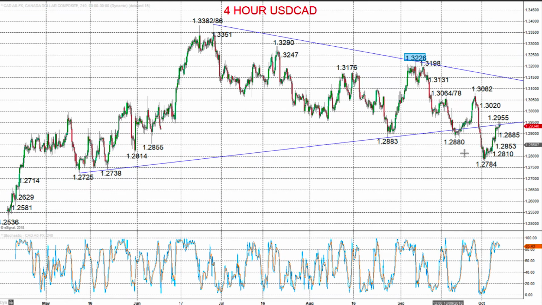And then for dollar CAD, the immediate risk higher, but the overall intermediate term bear theme intact.